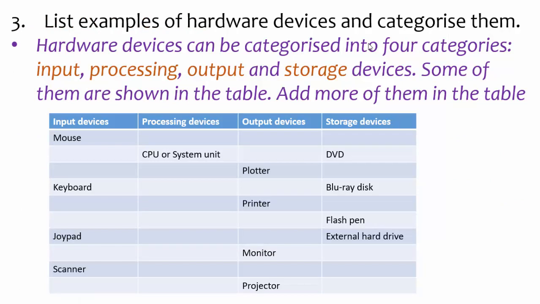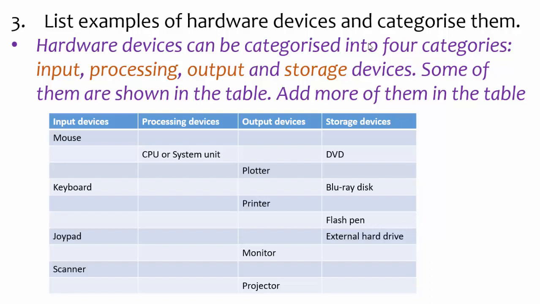Question number 3. List examples of hardware devices and categorize them. So, hardware can be categorized into 4 categories. There is only one hardware category called processing devices. The processing device on computer is the CPU. We don't have any other processing device. Another name for CPU is system unit. So when you are asked, give one example of processing devices, you will say CPU.